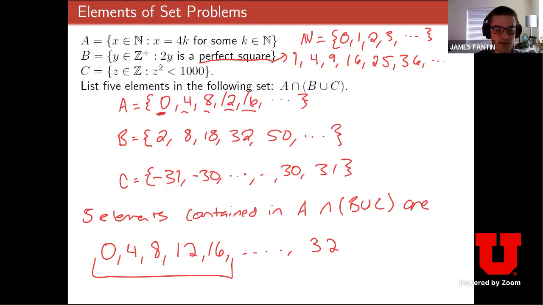Any questions on that? And yes, perfect, somebody put that in chat as well. And it's not just anything between 0 and 31, because we just need to check that it's also in A. So any value in A between 0 and 31 would definitely work.